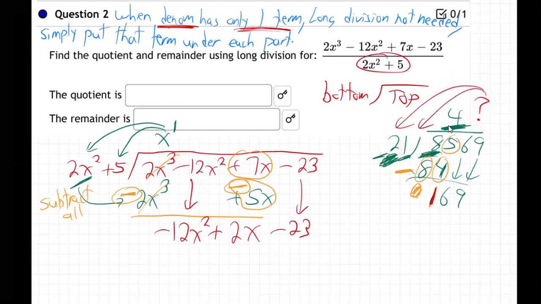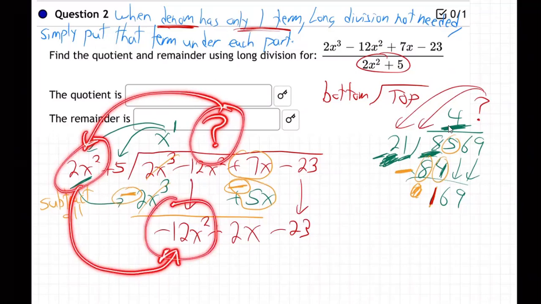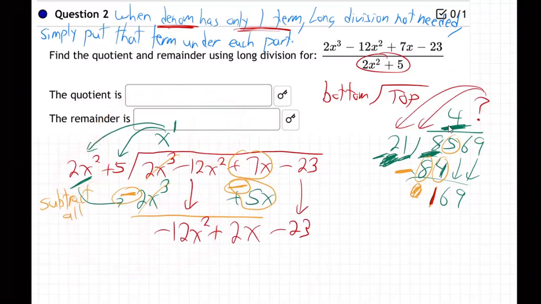8. Same thing here. What times 2x squared exactly matches? Remember, it's got to be an exact match. Same sign, same everything. So what's it going to be? What times 2x squared exactly matches minus 12x squared? Anybody? Would it be negative 6? Yeah, good job. It's got to be negative 6, right?